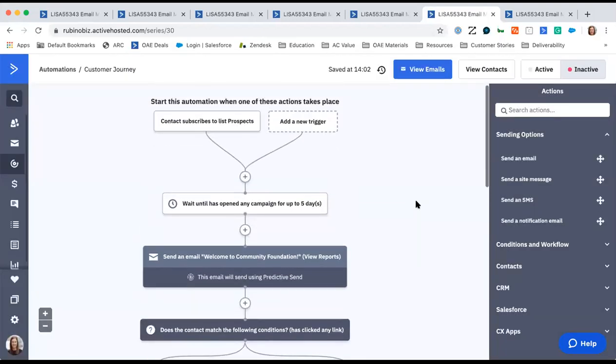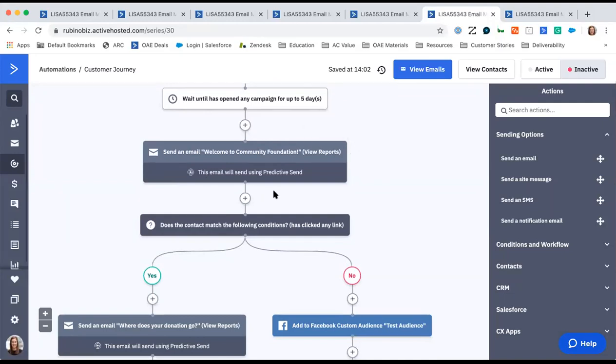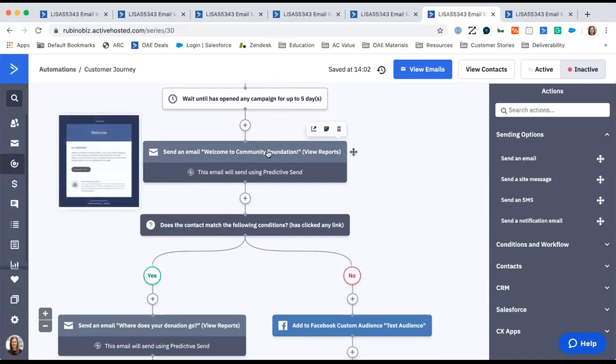Now, let's say I'm on the Community Foundation website. I subscribe to your list, or I request some information. We can have an email go out then. You will, of course, draft that email.